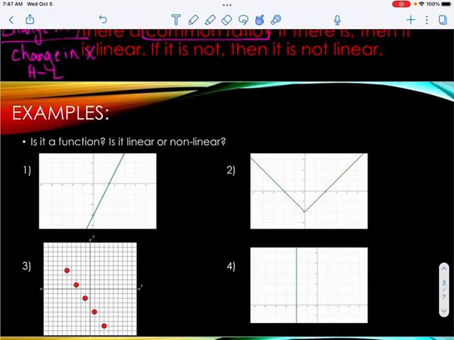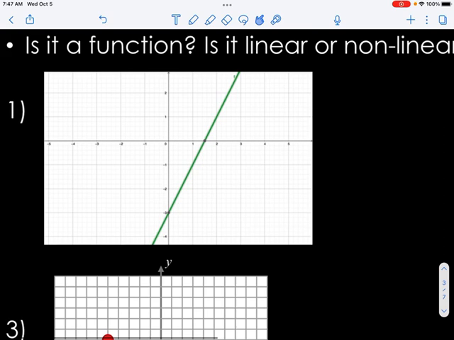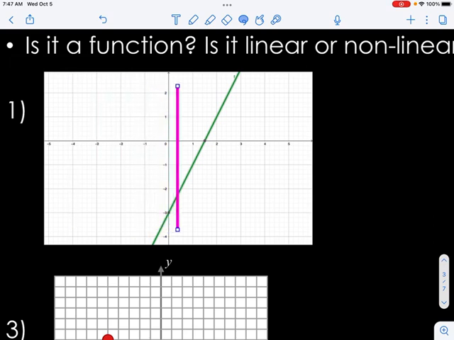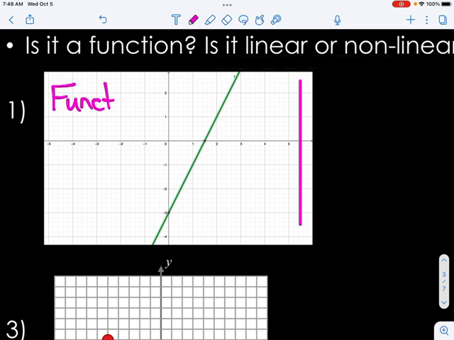All right, so let's give it a shot. So let's start here on this first one. It says, is it a function? So remember the test that we use when we see a graph is we take a vertical line and drag it across our graph. If you notice, at any one point, I am only hitting one point on that graph. So we would say, yep, this is a function. Then I look at this and I say, okay, it is in the shape of a line. So we would call this a linear function.